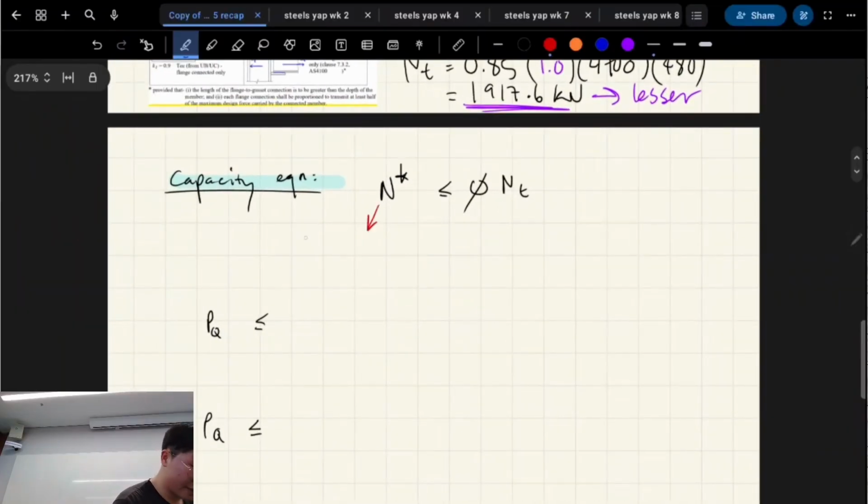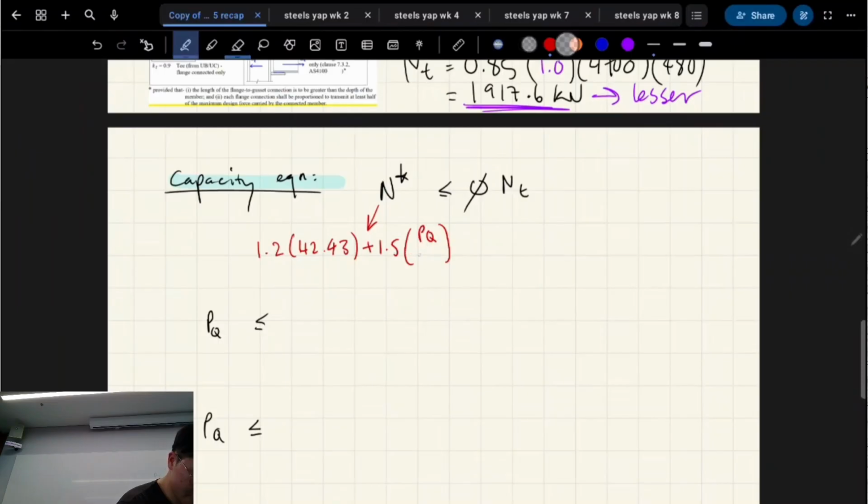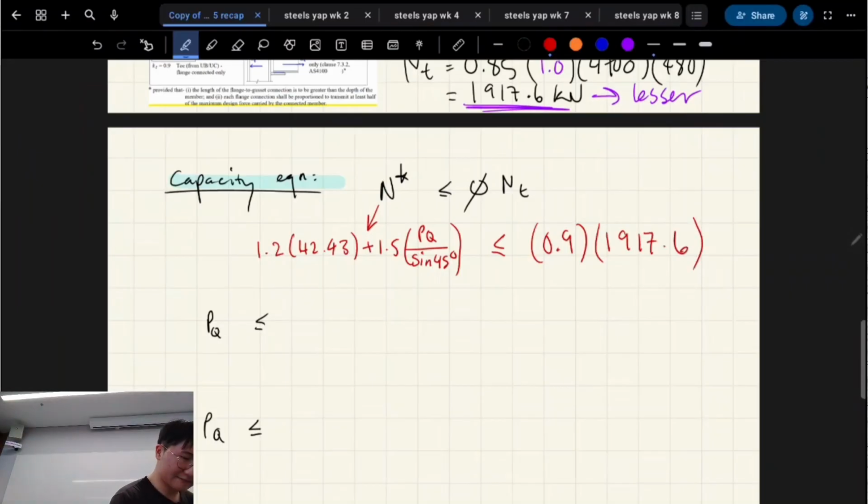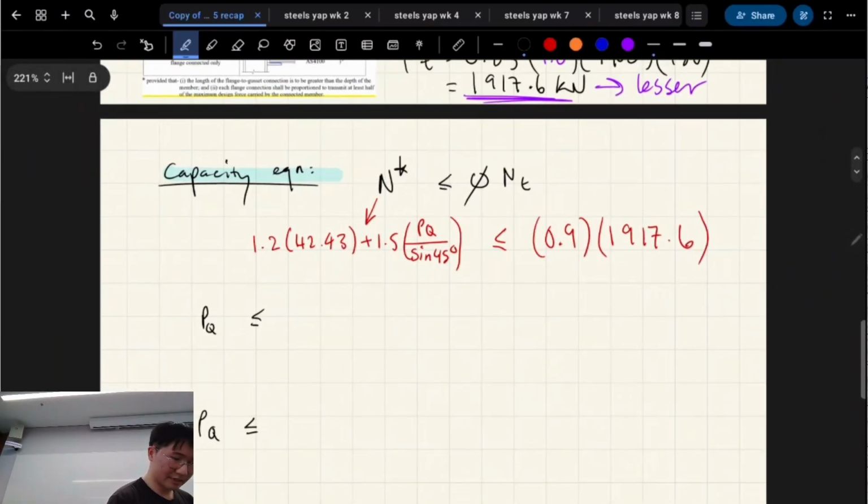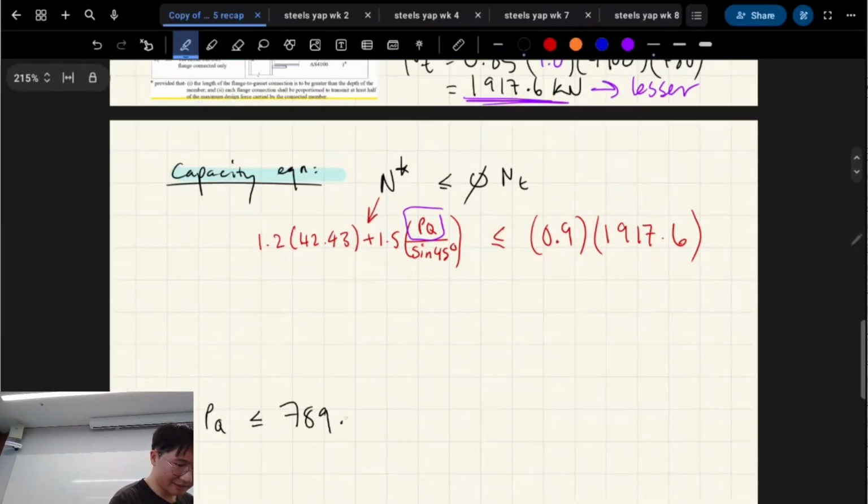Now, backtrack. Our load combo looked like this, right? You can probably imagine what we're going to do to solve, right? Our phi, 0.9, the value we take is 1917.6. We basically have to rearrange for PQ. I'm not going to write it out, sorry. But we get this number, right?